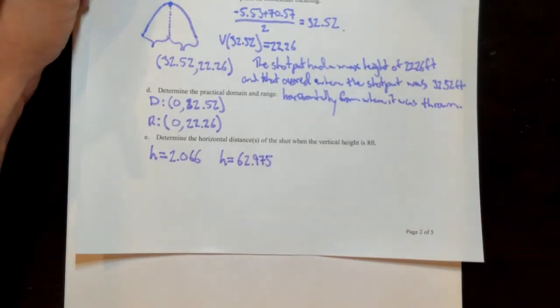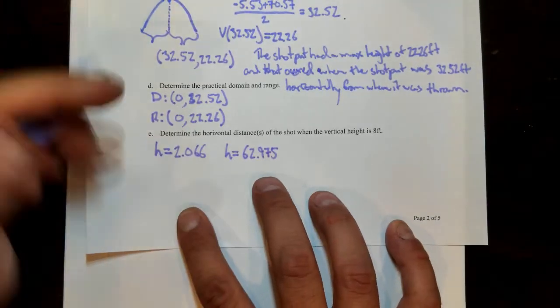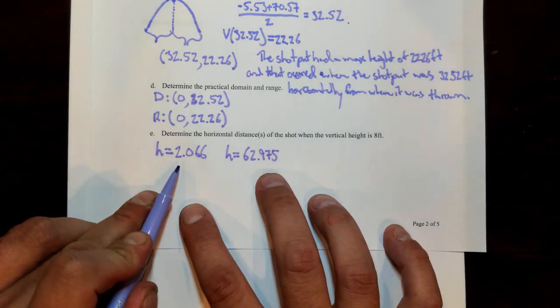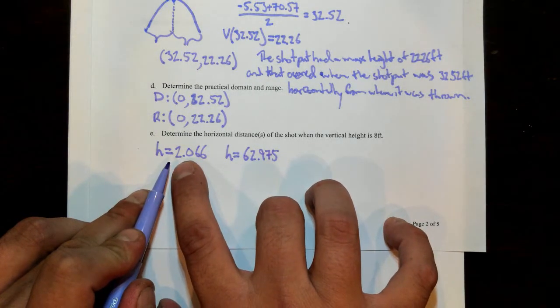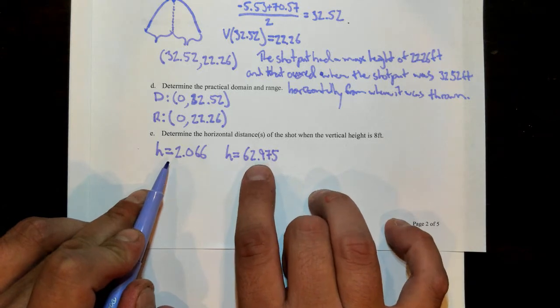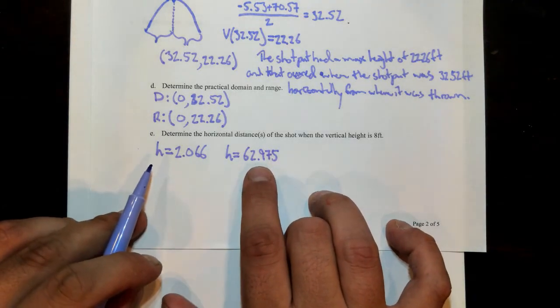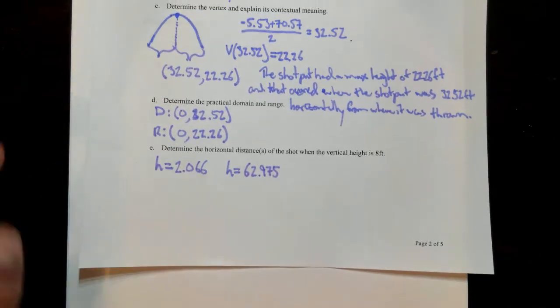That's the horizontal distance when the height was 8 feet. So we threw it up. After 2 feet, it was at 8 feet, and then it came back down. After 62 feet, or almost 63 feet from when it was originally thrown, it was at a height of 8 feet as well. So, moving on.